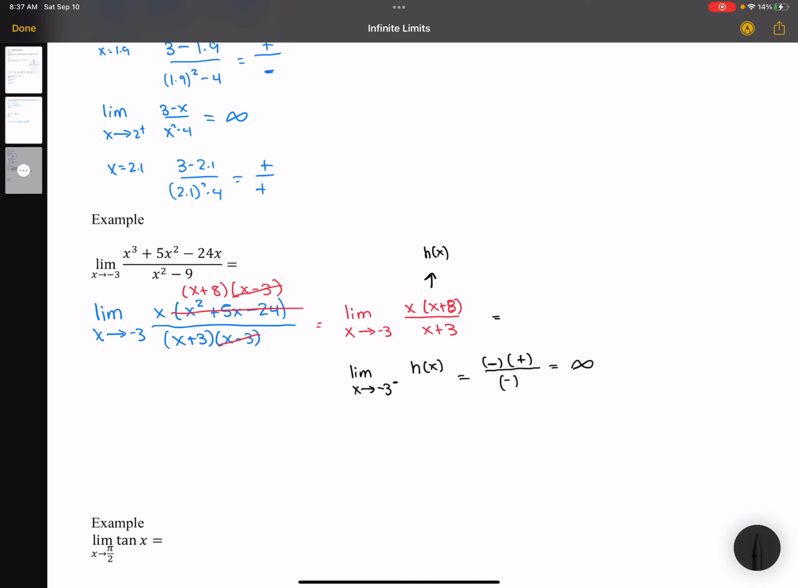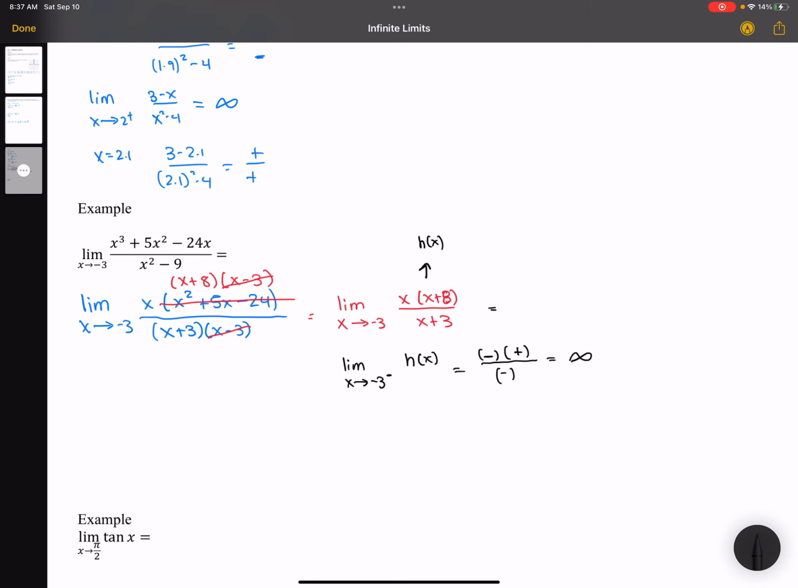So again, we can actually write the number. So we'll have negative 3.1, multiplying that by negative 3.1 plus 8 and dividing by negative 3.1 plus 3. So that's our negative, this is our positive, and this is our negative. Again, we don't care about the actual number, we just want the sign of the number. And so a negative times a positive divided by a negative value is going to give us a positive. So we end up at positive infinity.